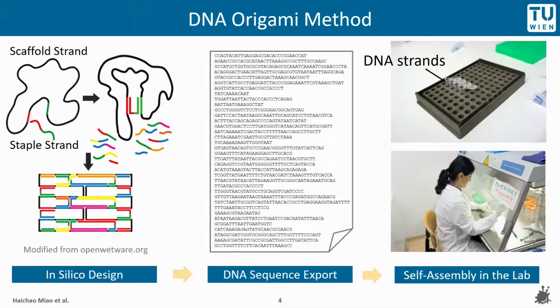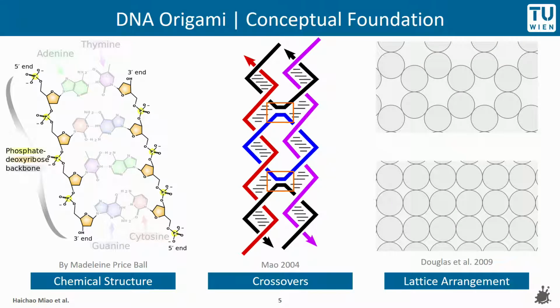The problem is, this is very expensive. So we really need to make sure that the sequences that we send to the lab are correct. So this is to quickly show you the foundation of DNA origami.